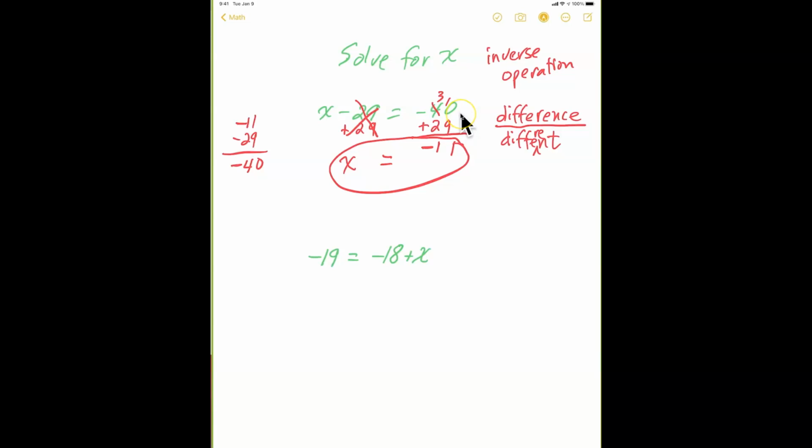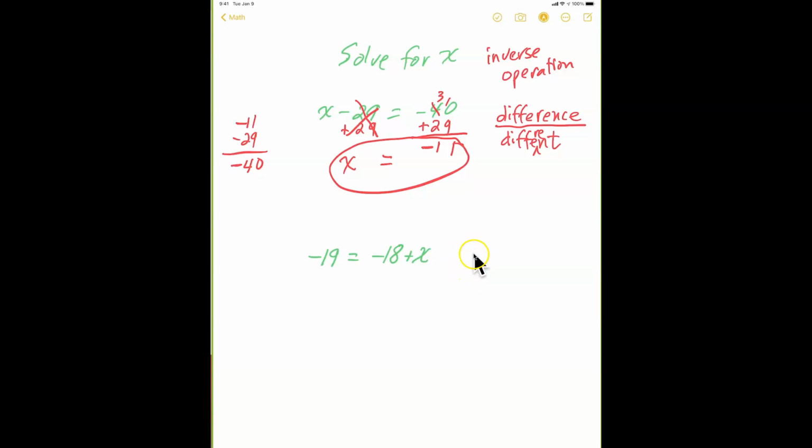All right, let's take a quick look at the next one. We're going to apply the same principles. We're always going to start by looking at the x and what's happening to x. We want to isolate x. And once we've isolated x, this is going to say x is equal to whatever x is. So we're just going to follow those steps. So this is negative 19 is equal to negative 18 plus x.